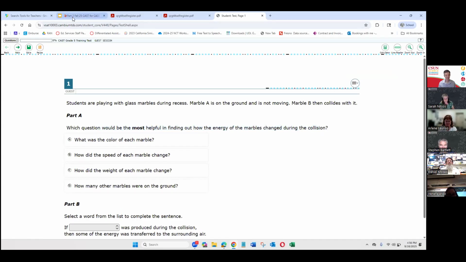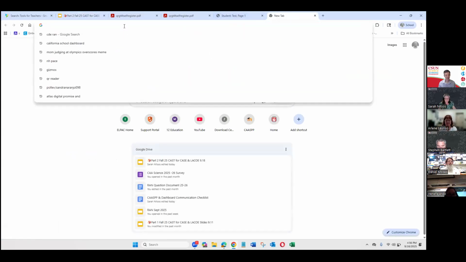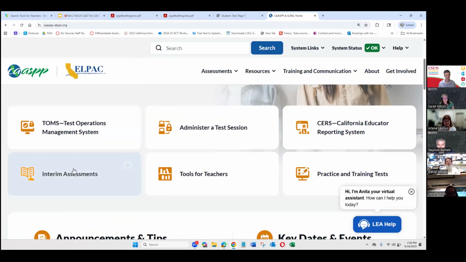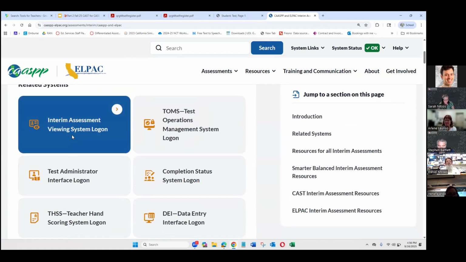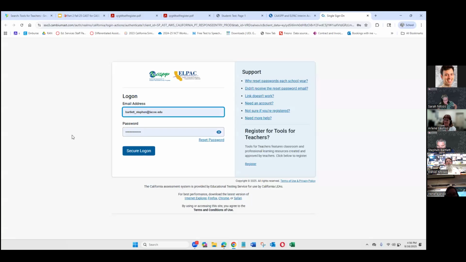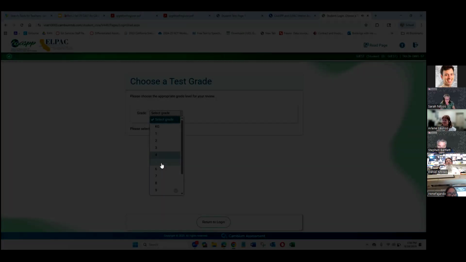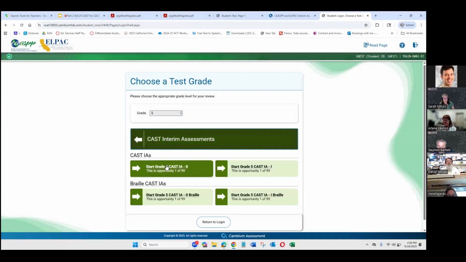There is another system that Sarah mentioned, the interim assessment viewing system. If you go to interim assessments, all the resources for interim assessments are there, and the first one on the top left is the interim assessment viewing system. That requires a login. I'm going to stop at some point before we see a bunch of items, but it has the same sort of format. You can go in and look at the interim assessments for CAST for science.